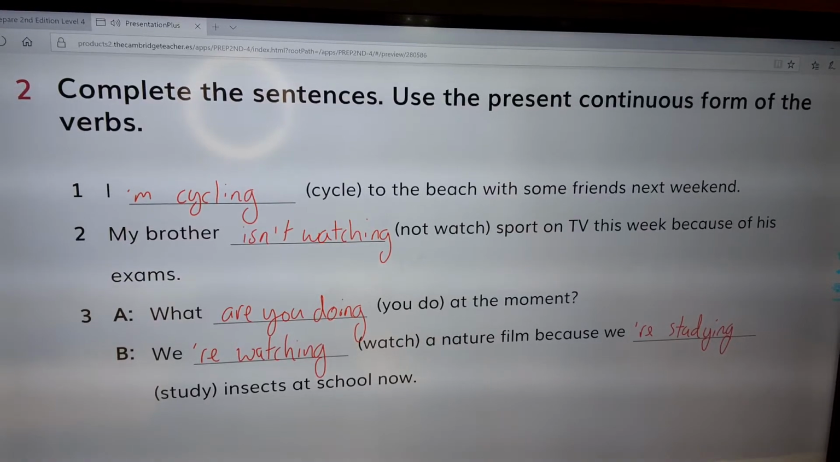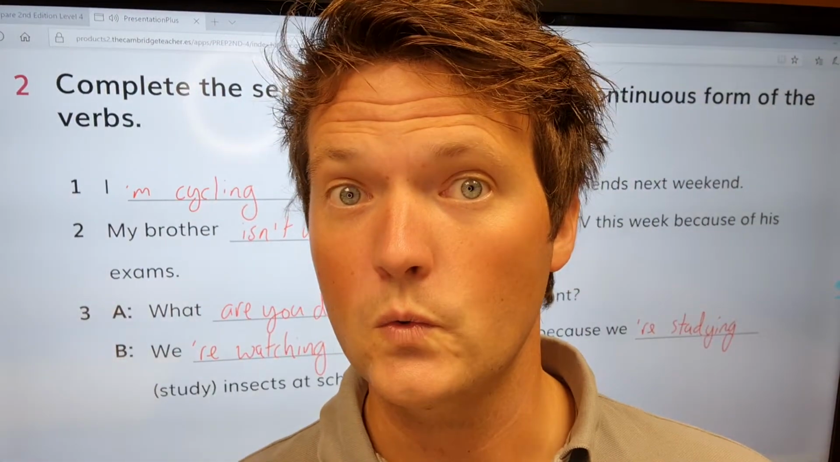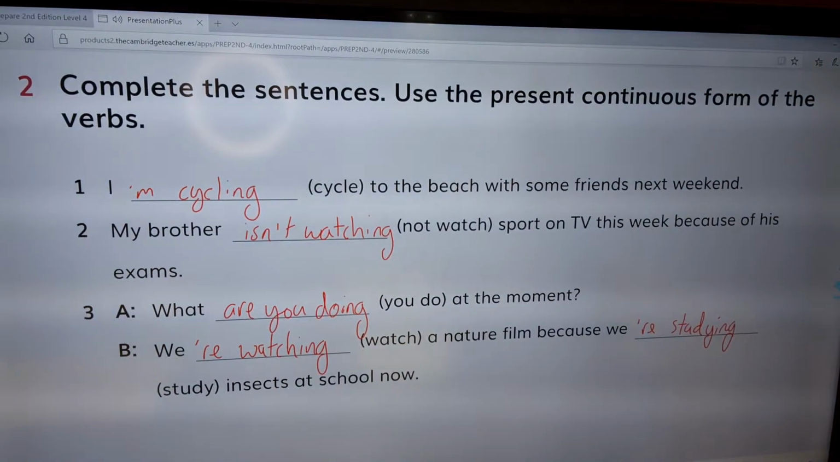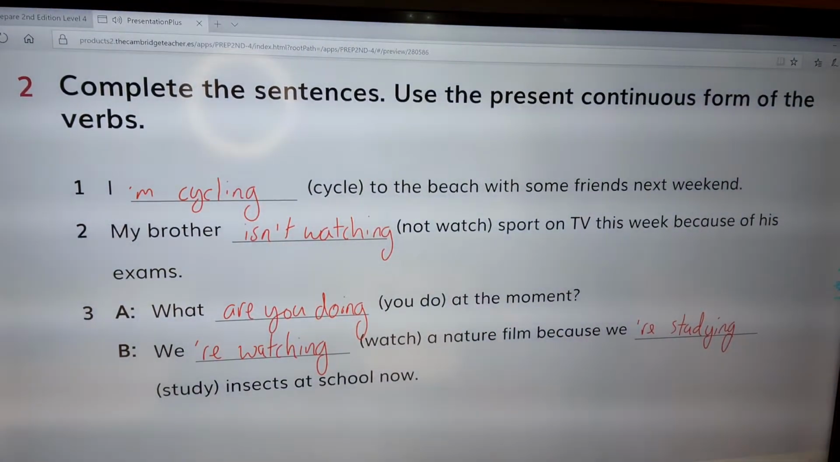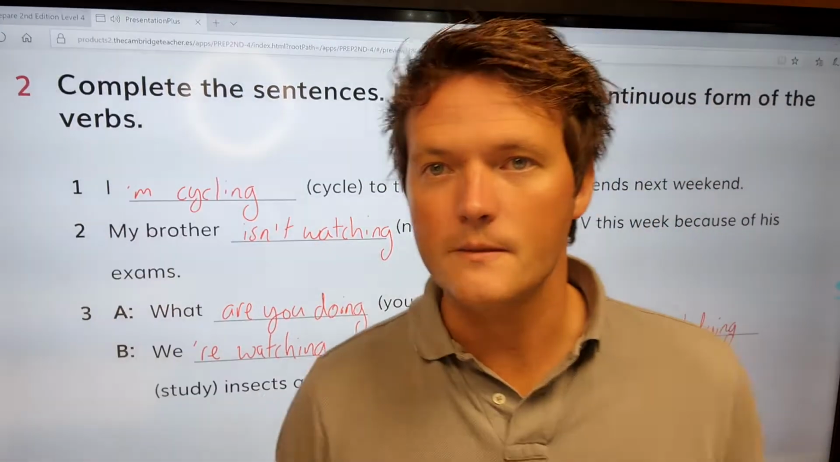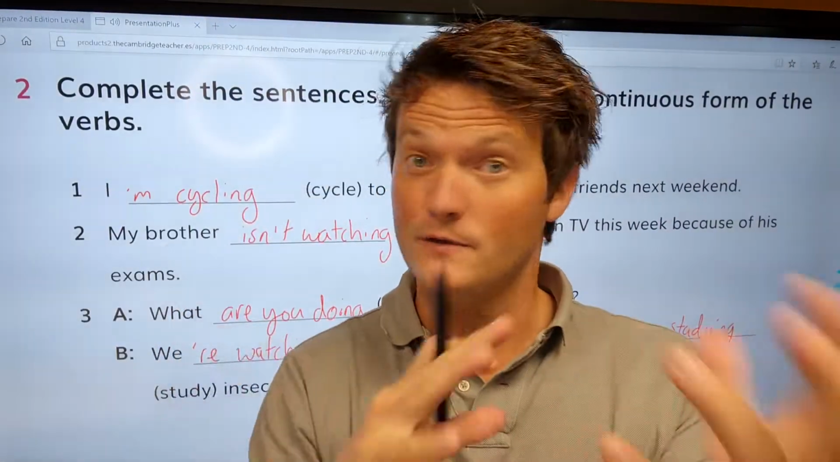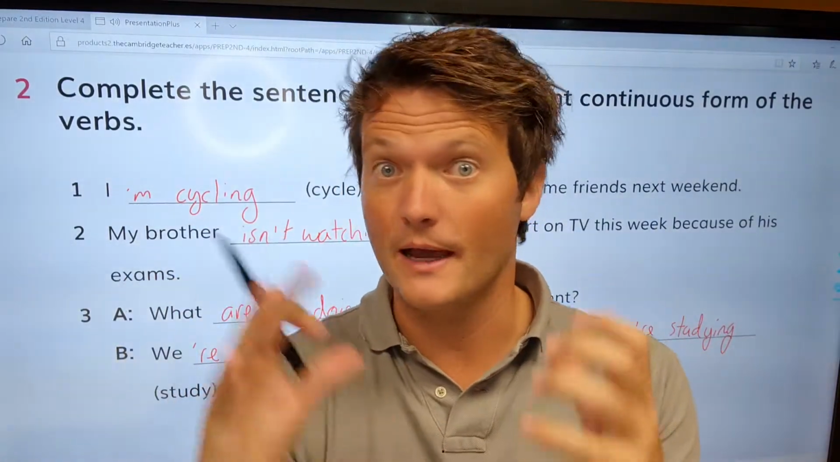We are studying insects at school. Very good. Yeah, we're studying insects at school now. Good. Brilliant. Wonderful. Okay, so that's present simple and present continuous, but now we're going to have a look at an exercise where we have to mix both present simple and present continuous.